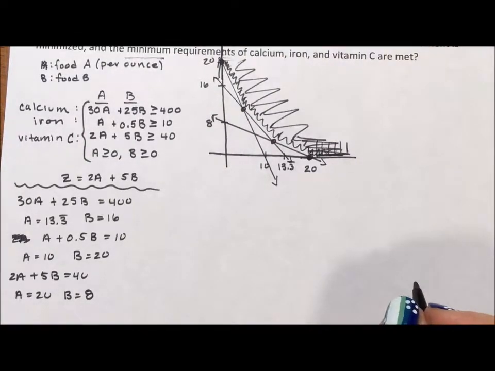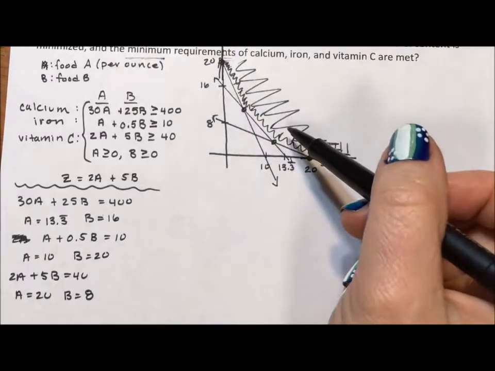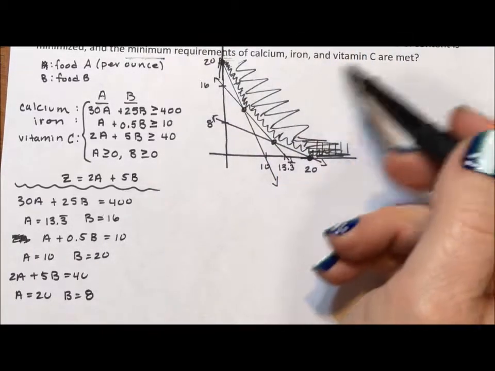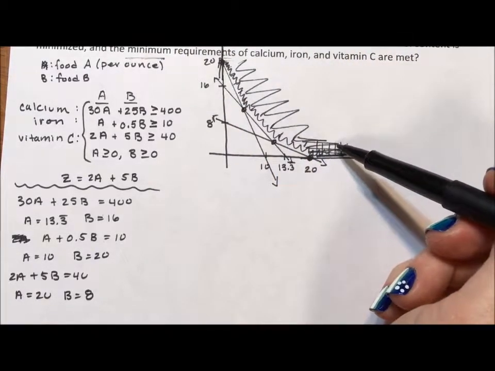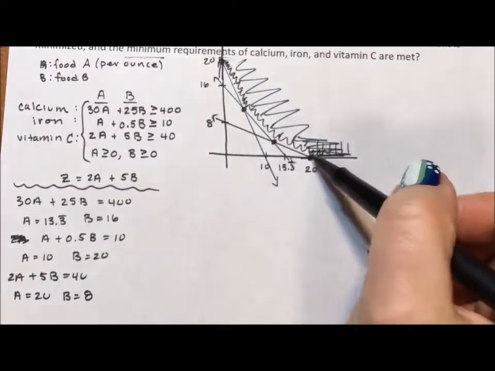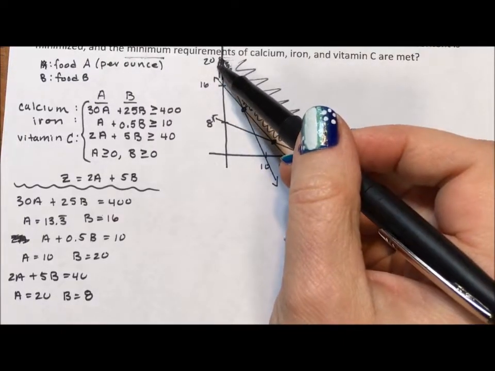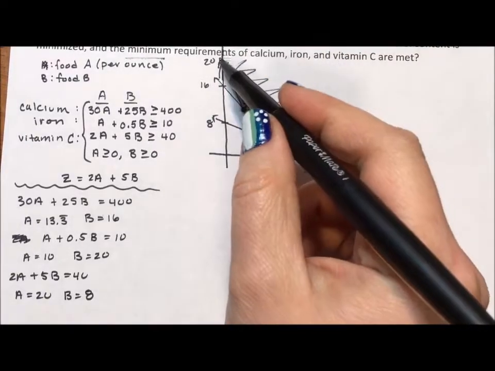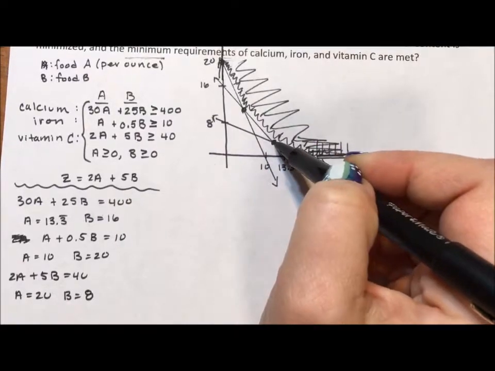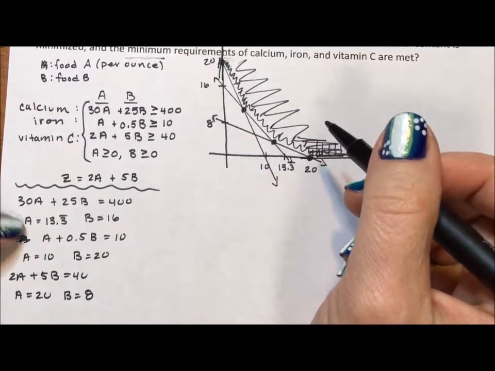Okay, so what we did is we first translated it, then we graphed it. Even though we have an infinite number of points in this region, the minimum cholesterol is going to come from one of these 4 intersection points. All of it coming from food A, all coming from food B, and these 2, which is a combination of A and B. I need to find out where these intersection points are.